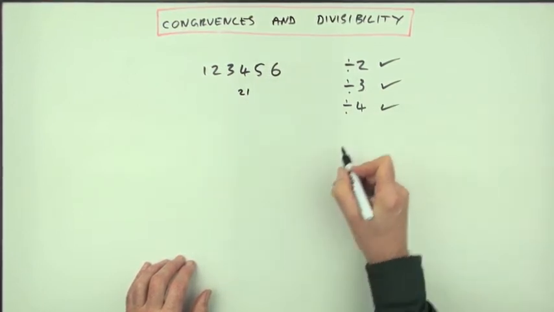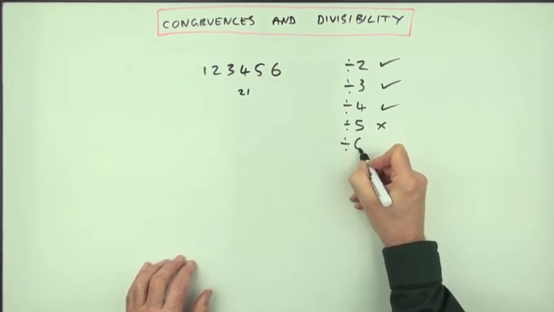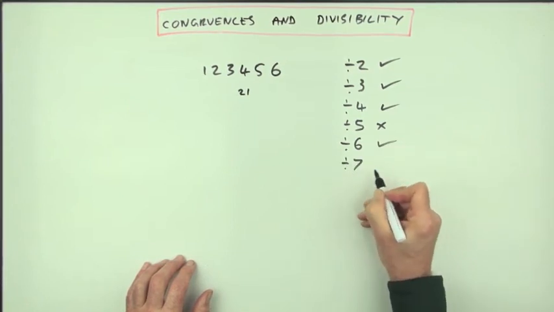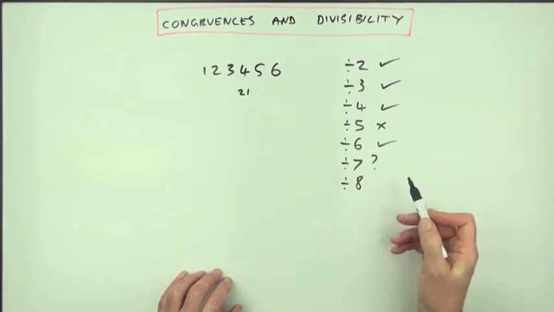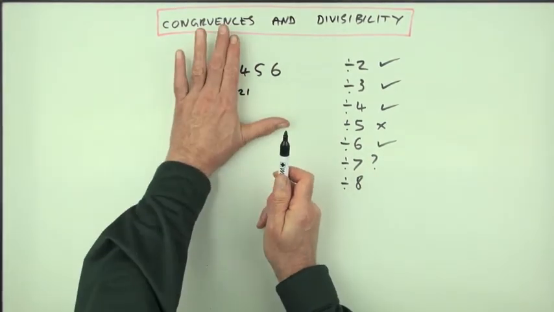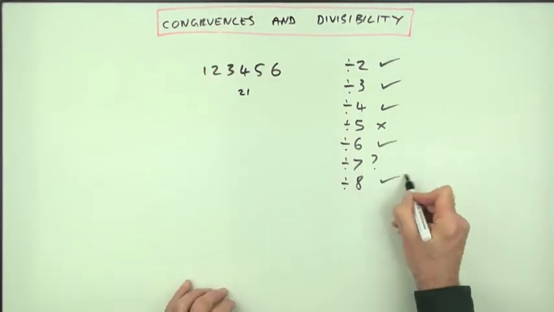So yes, it does. What about divide by 5? Does it end in a 0 or 5? No. What about divide by 6? Well, does 2 and 3 apply? Yes. What about divide by 7? We don't know that one yet. What about divide by 8? Is the number formed by the last 3 digits divisible by 8? 8 into 45 goes 5, 5 over, into 56 goes 7, so yes.